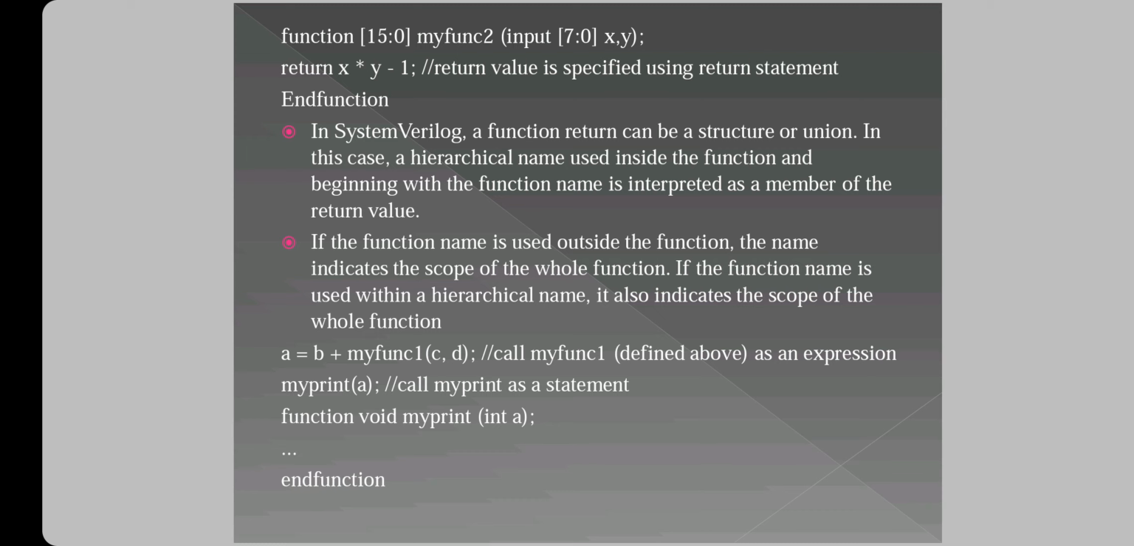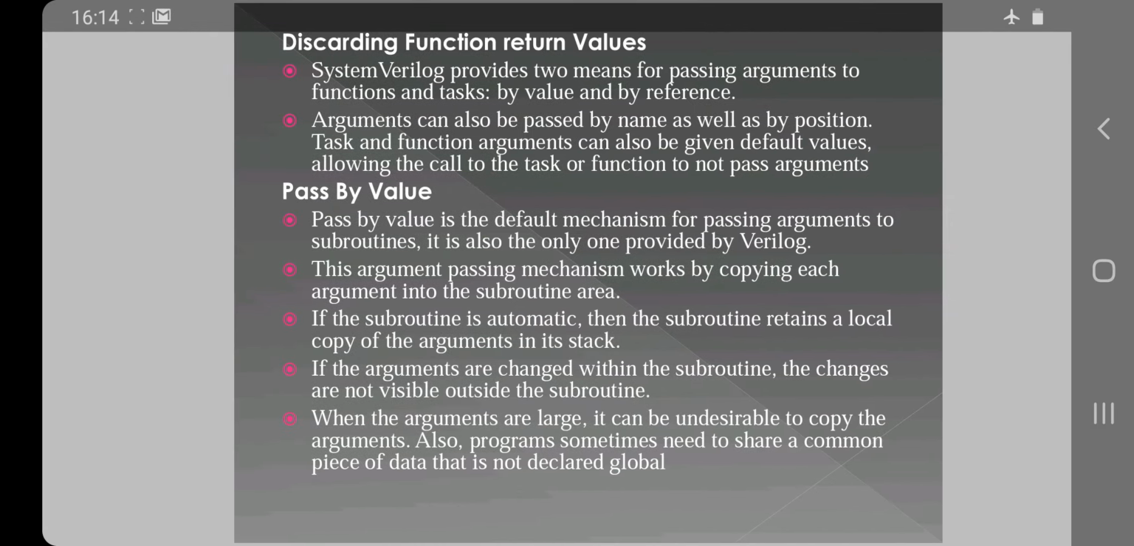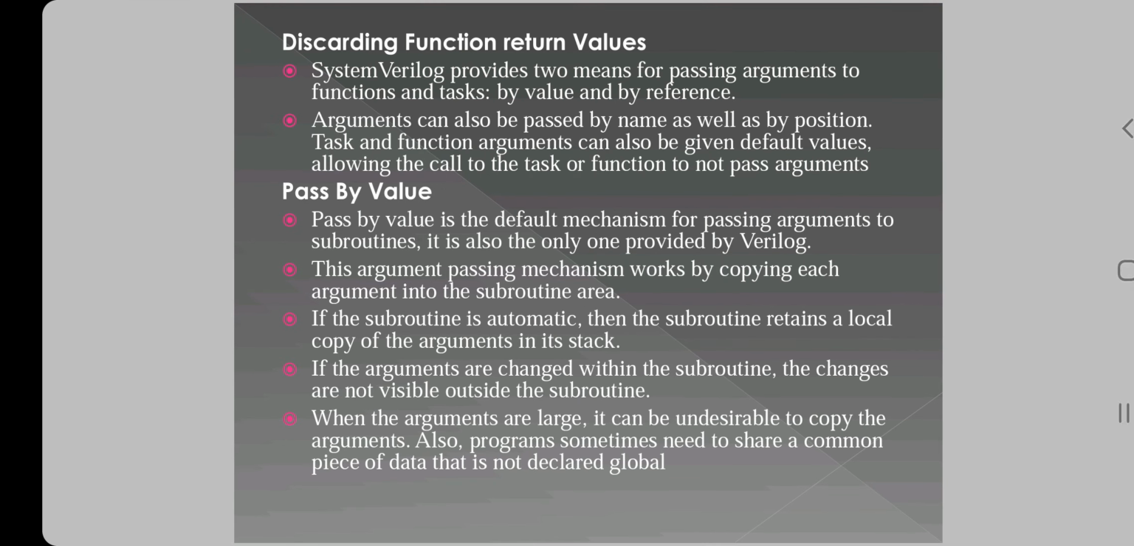So b plus myfunc1 is equal to a, where you're calling the function here with some arguments, so calling my function as defined above as an expression. So you're asking to print the a, you're calling the print statement, and you have another function here, a void function myPrint, which accepts an input argument a of integer type. So discarding function return values.